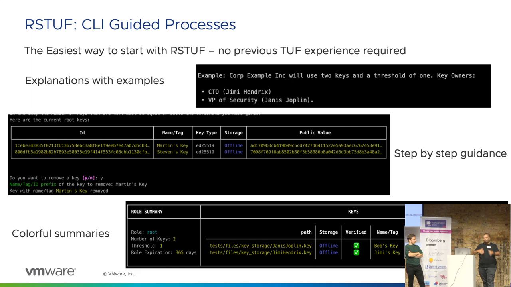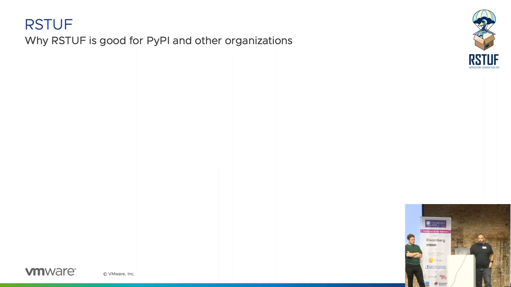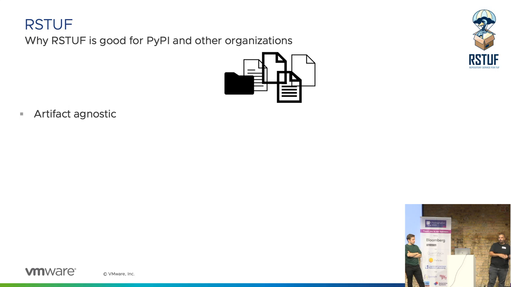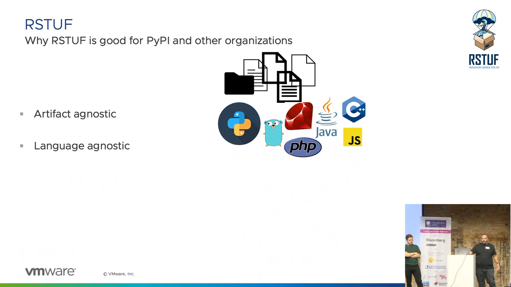And why is RSTUF good for PyPI and other organizations, even private? So, first thing, it's artifact agnostic. Doesn't matter if you are storing Python packages, RPM packages, Rust packages, or SBOMs, you can store them and sign them in the TUF metadata. So it's language agnostic. You need to interact with an API, so you can use your own platform to integrate it.